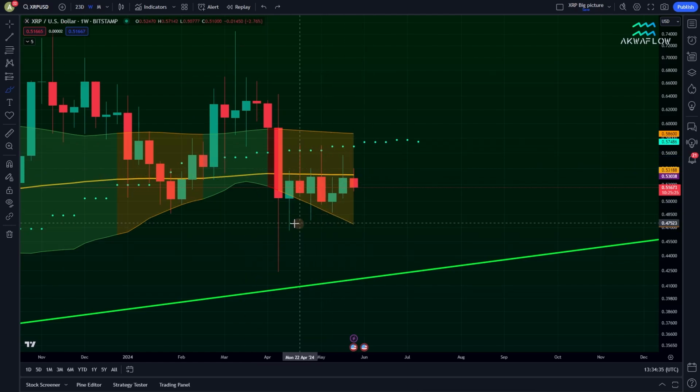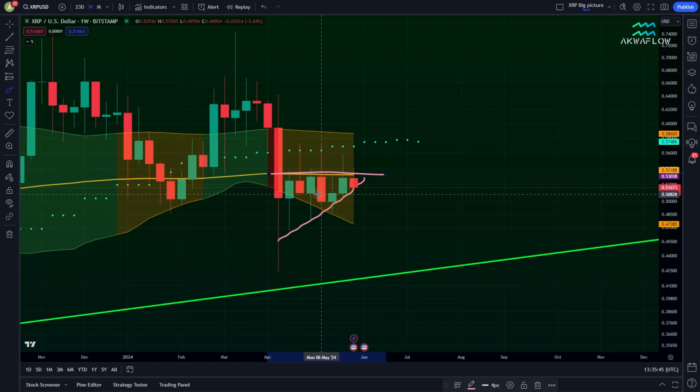So there is this area of pressure. From one side we have these higher lows, and from another side we have the EMA blocking us. So this looks like an ascending triangle, and we are going to know the outcome soon.